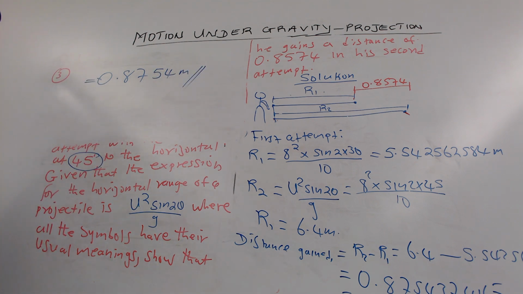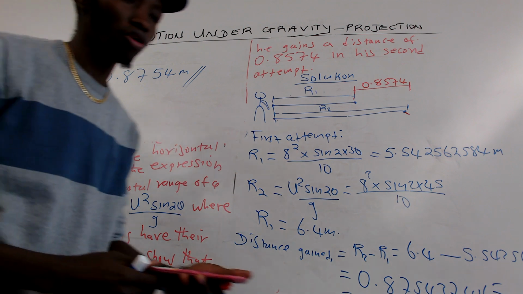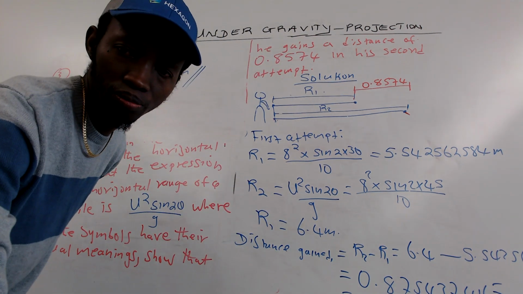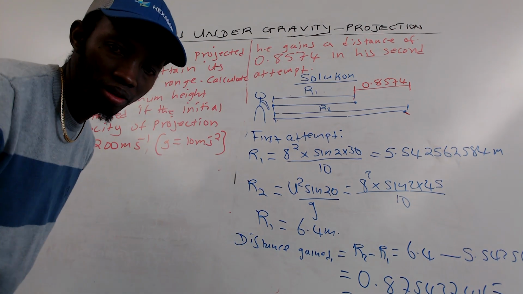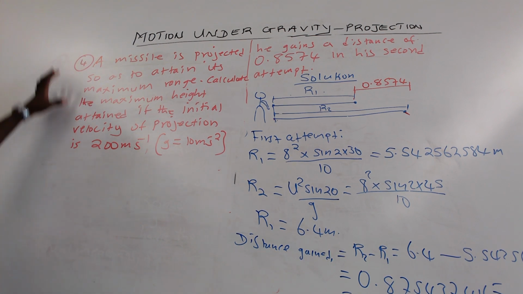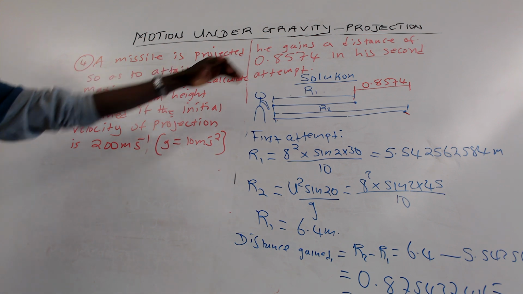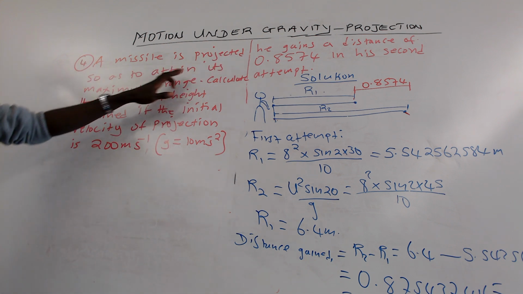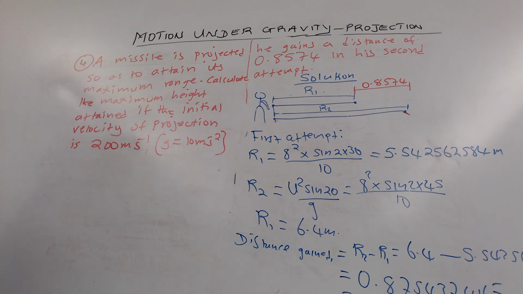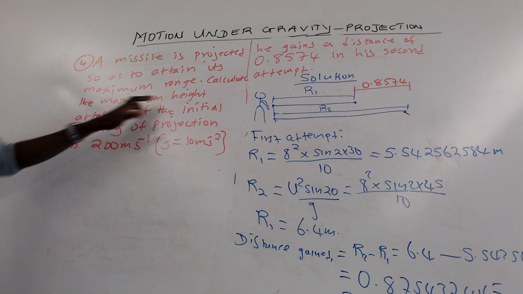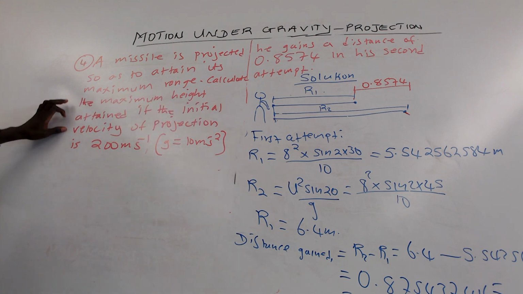Let's see. So I think there's a point. So we have solved 3 problems, so we move to the 4th problem. So we take the 4th problem. The 4th problem again says a missile is projected so as to attain its maximum range. We are required to calculate the maximum height, right?